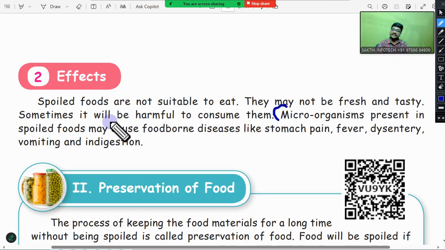Microorganisms present in spoiled foods may cause foodborne diseases like stomach pain, fever, dysentery, vomiting, and indigestion. Read two times.